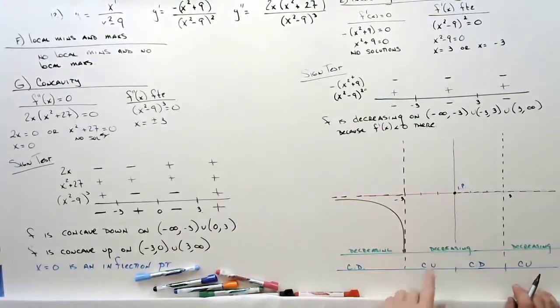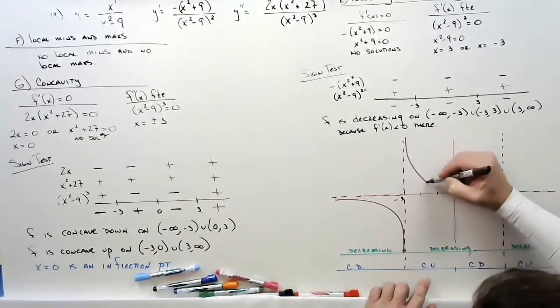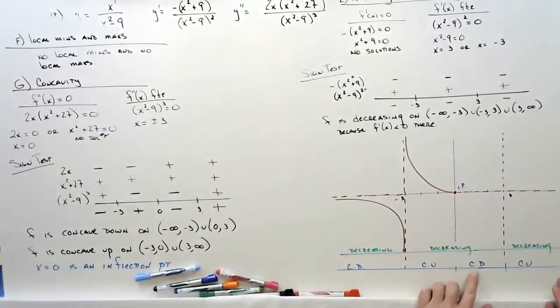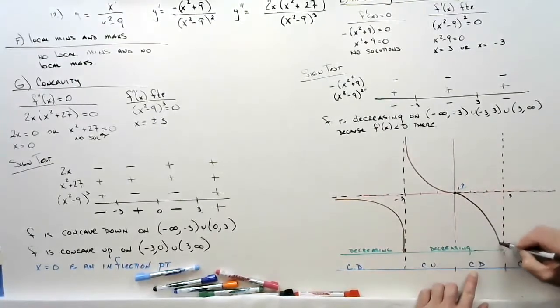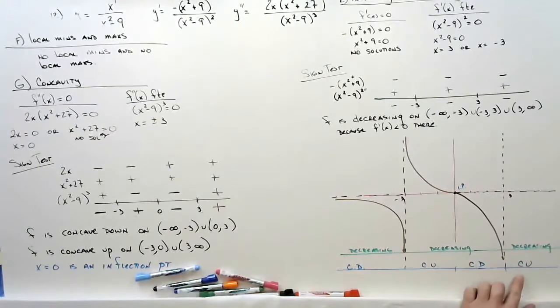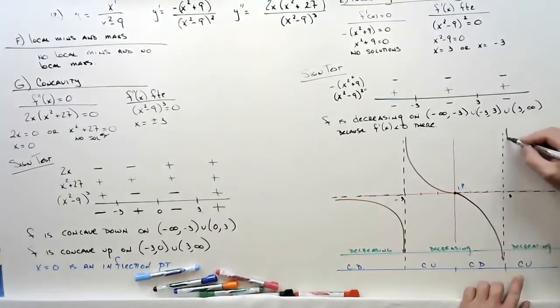What's going on in here? Well, I'm decreasing and I'm concave up. But that's an inflection point. And now I'm concave down and still decreasing. Now I'm decreasing, but I'm concave up. Well, if I was going like this, first of all, I'd be increasing and I'd be concave down. So that's not my graph. My graph goes like this.